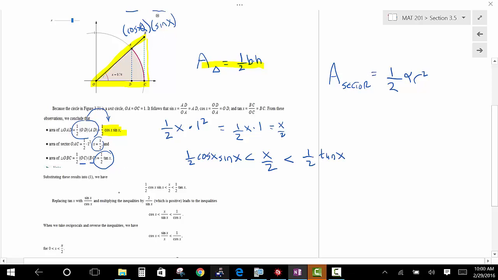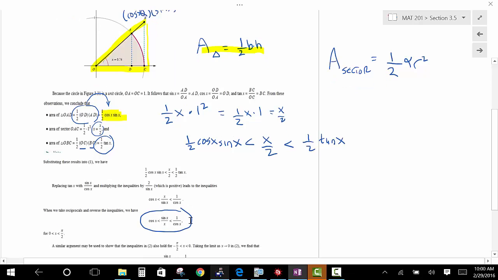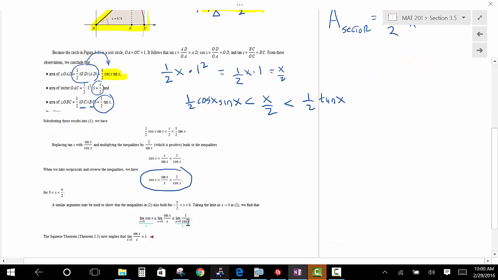Then what they're saying you can do is replace this tangent with sine over cosine, and I'm not going to go through all the details, but if you replace that with sine over cosine and work out a little algebra, ultimately you end up with this part right here. You can just look at the details on this. Now I want to talk about what this means.